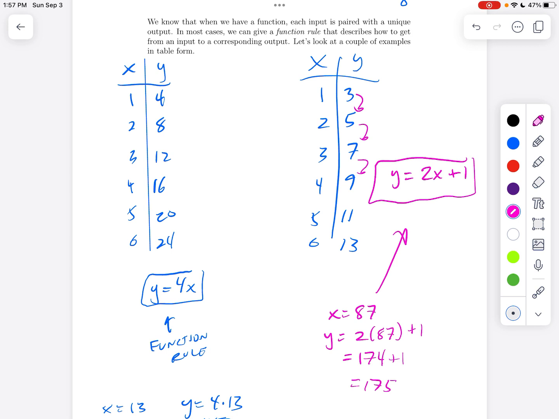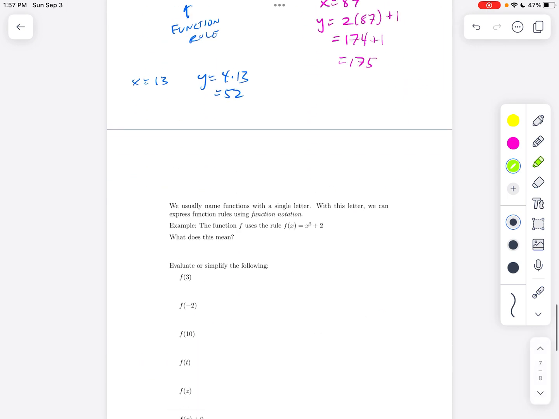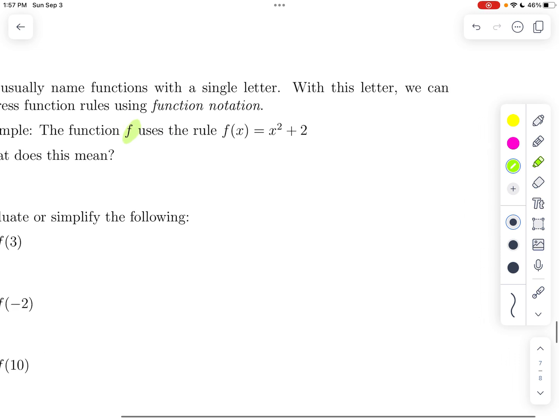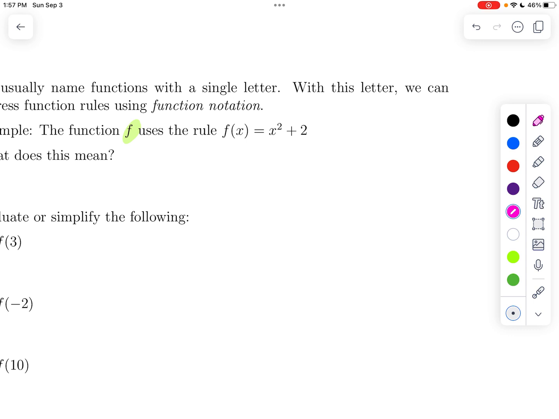So function rules, again, let's be really clear, describe how to get from an input to the corresponding output. They don't tell us how to get from one y to another y. Now, when we talk about functions, we often name them using a letter, and we use function notation to explain the rule. Let's look at an example. So in this example, the function is named f. A single letter is the name of the function. And then the function rule is, we pronounce this as f of x.